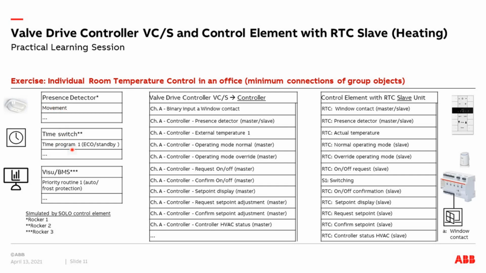A 1 byte according to the data point type 20.102 HVAC mode to switch between eco and standby. So depending on the value of this byte, if the value is 2, then it goes into eco mode, and standby is the value 1. And here I have a visualization or BMS system which uses the same data point type to switch between the frost protection and the auto mode.